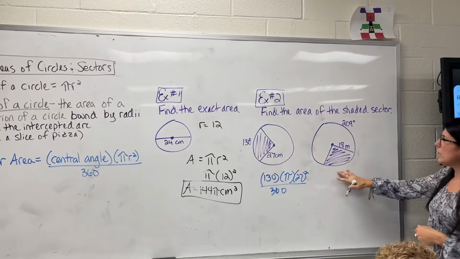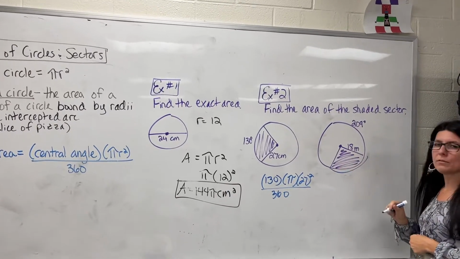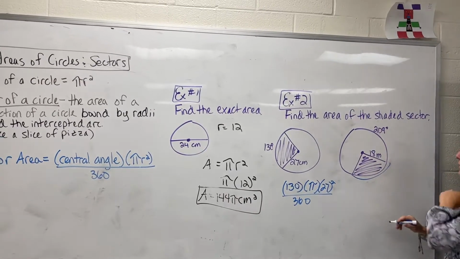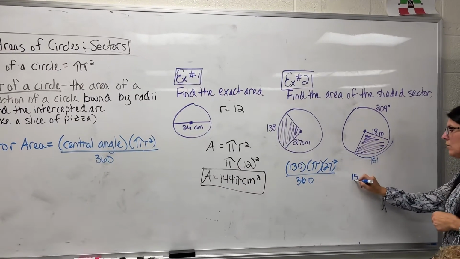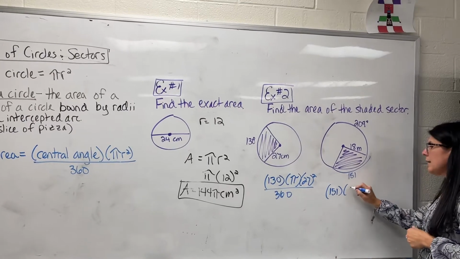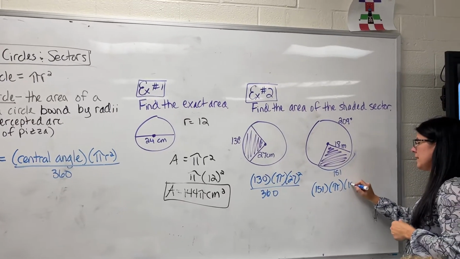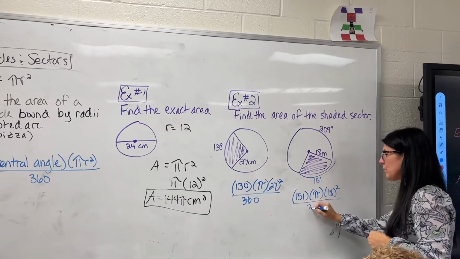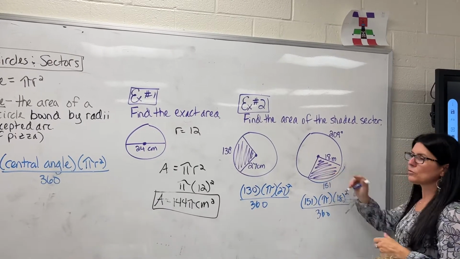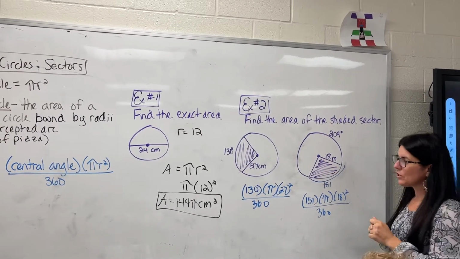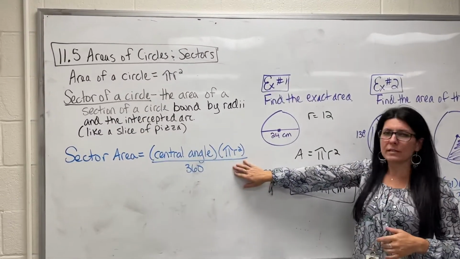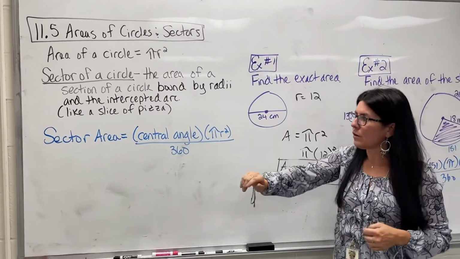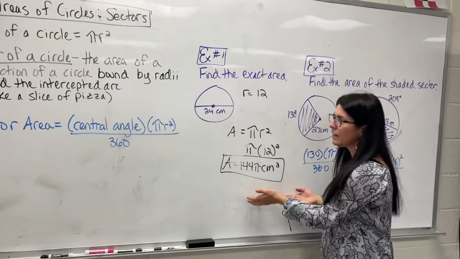For this one, we don't have this arc, but we can subtract from 360. 360 minus 209 gives me 151. So that central angle is 151 times pi times the radius squared, divide by 360, and that would give you that partial area of that shaded area. So again, partial area, very similar to partial circumference. I also want you to be able to find the exact area of a circle.